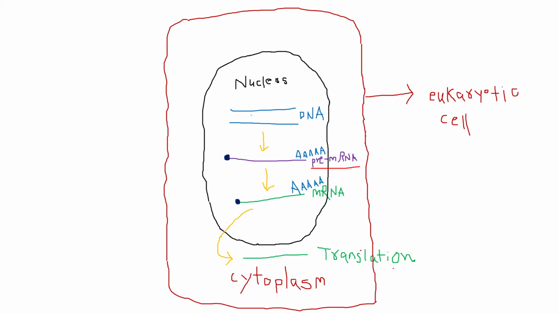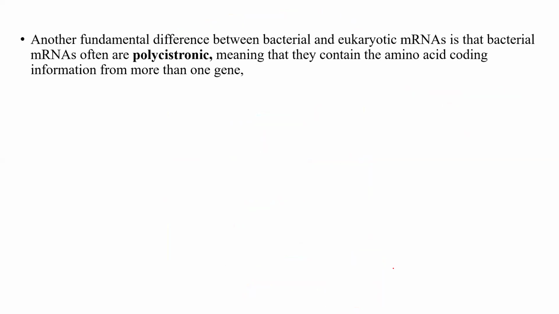Let's see a third one. Another fundamental difference between bacterial and eukaryotic mRNAs is that bacterial mRNAs often are polycistronic, meaning that they contain the amino acid coding information from more than one gene. What do we mean by polycistronic mRNAs? In bacteria, the mRNAs often are polycistronic.